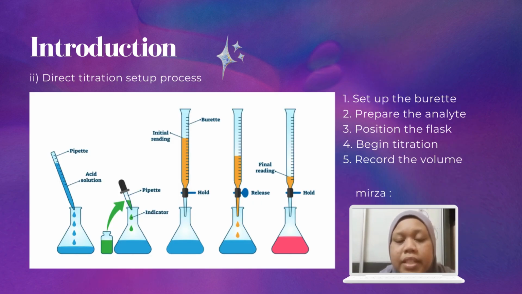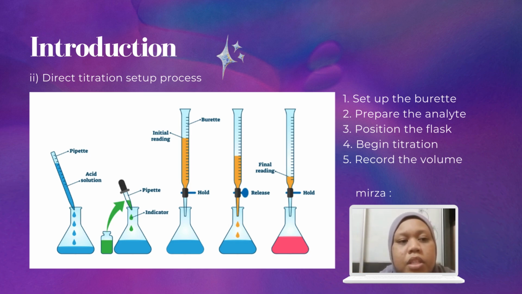Next, to do this experiment, we must know the direct titration setup process. First of all, set up the burette, secure it to the stand and fill it with the titrant solution. Ensure there are no bubbles and record the initial volume. Second, prepare the analyte. Measure the analyte solution using a pipette and transfer it to the Erlenmeyer flask. Add a few drops of the chosen indicator.